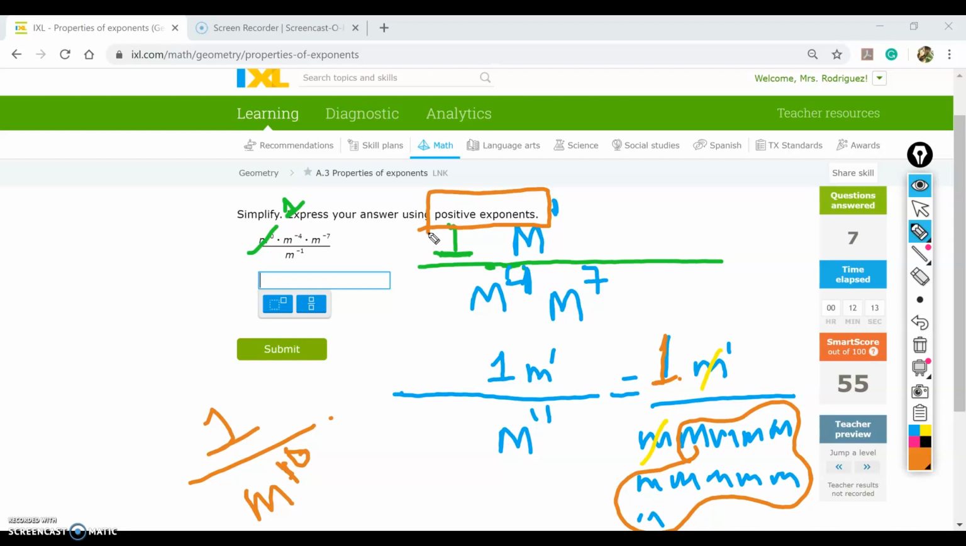Okay, so let's just type the answer to see if we get it right. In this case, I have 1 and then m to the power of 10. Oh, please, let me get it right. There you go. We got it right. Okay, guys. So that's it for this objective, for this skill.